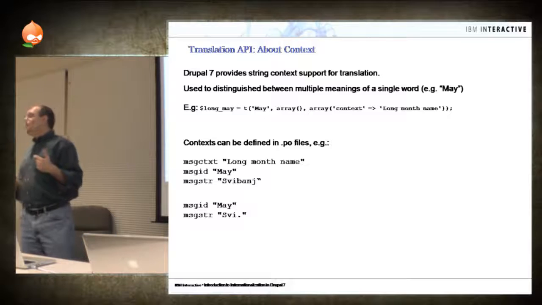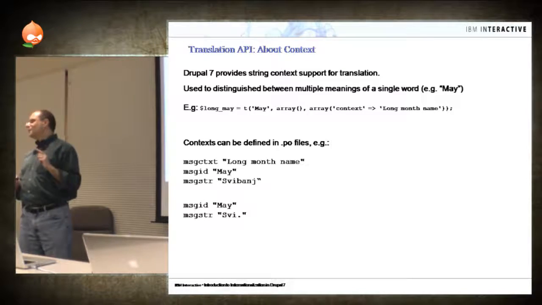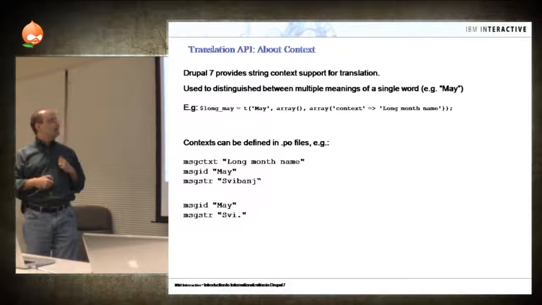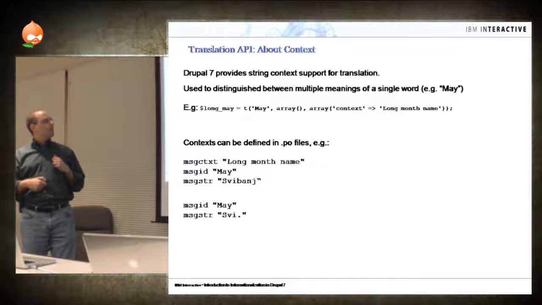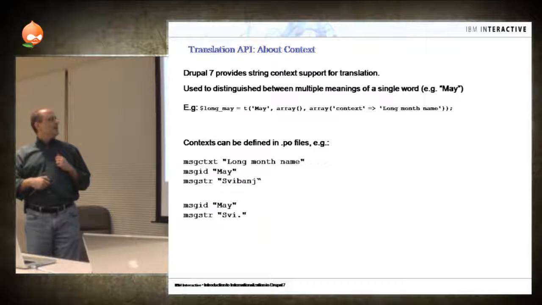So where would the context be defined? The answer is the PO file. The PO file can allow you to optionally add a context string to a name value pair. This is a real world example from a Serbian PO file where message ID is May. Here is the Serbian translation, but only in the context of long month name.